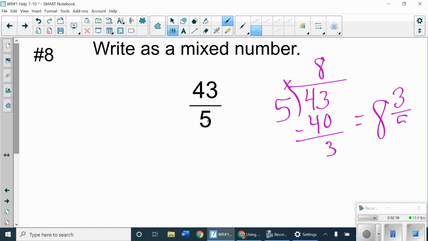And remember in Canvas, you'll do an 8, you'll do a space, hit the 3, the slash mark, and the 5. So that's your answer.